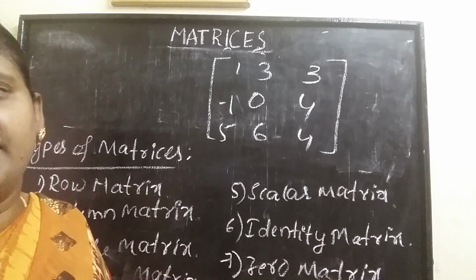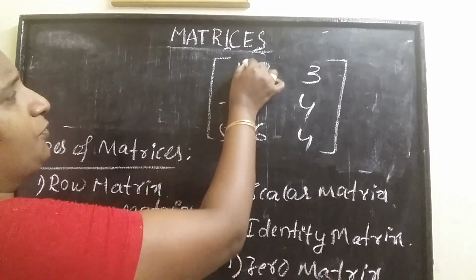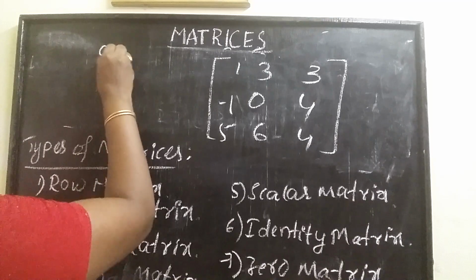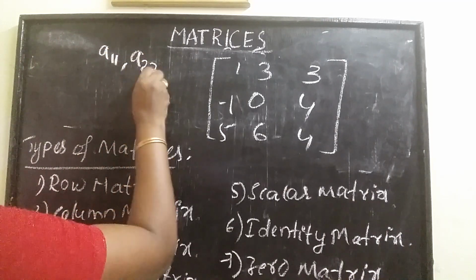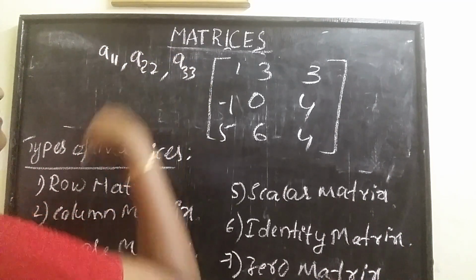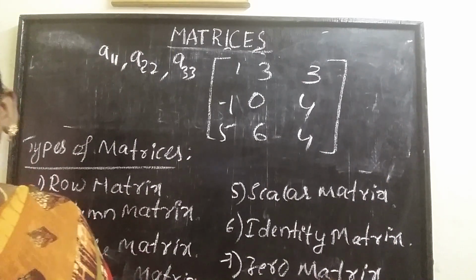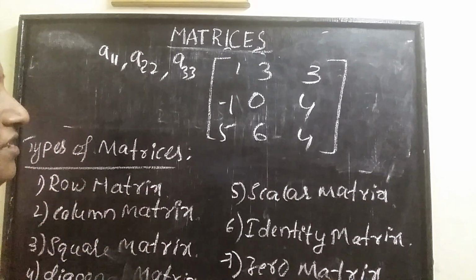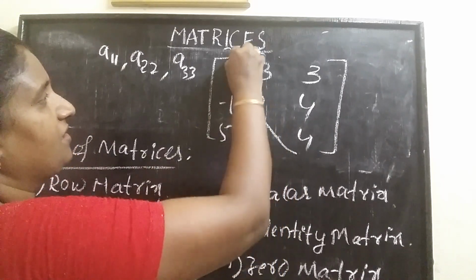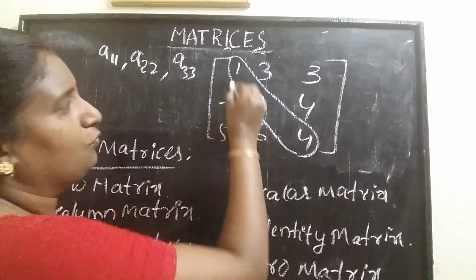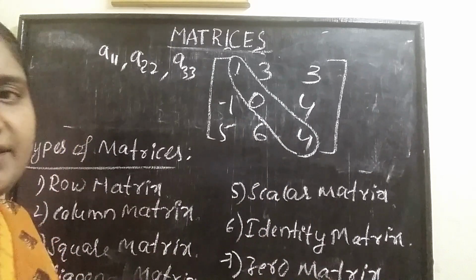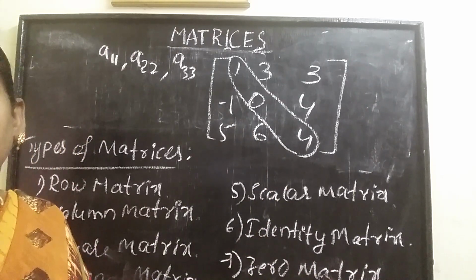In a square matrix, the elements in the positions of A11, A22, A33 are the diagonal elements. Means these elements, these 1, 0, 4, are called diagonal elements.